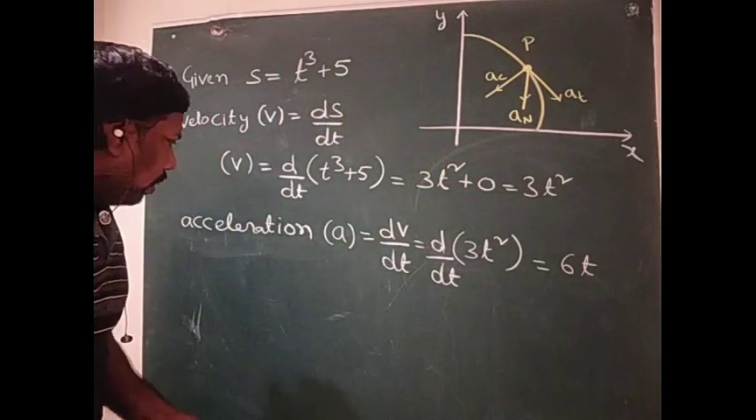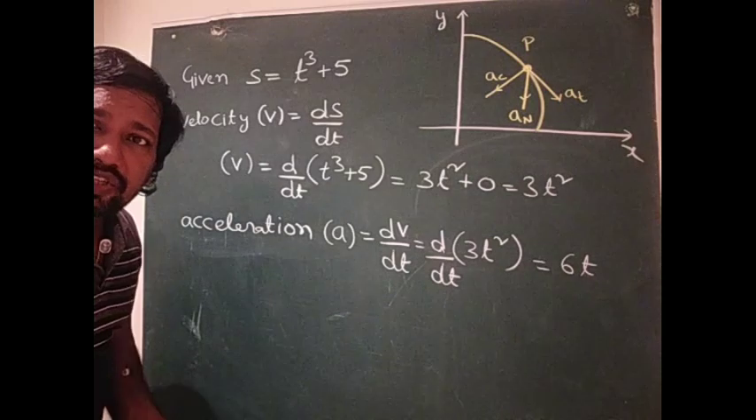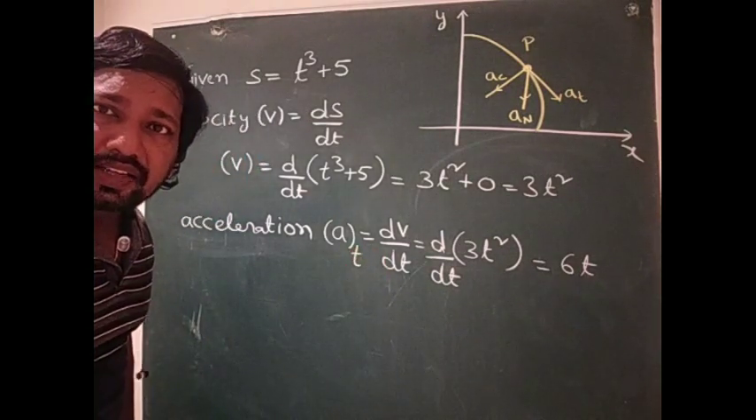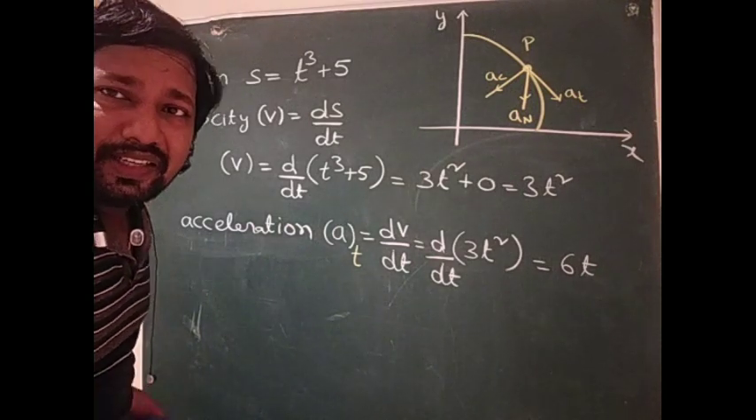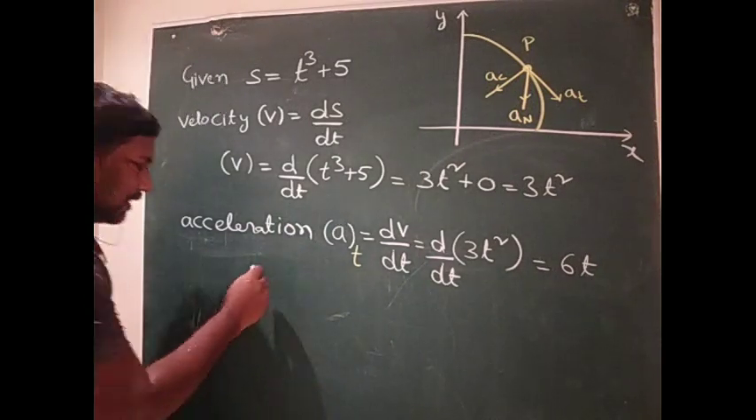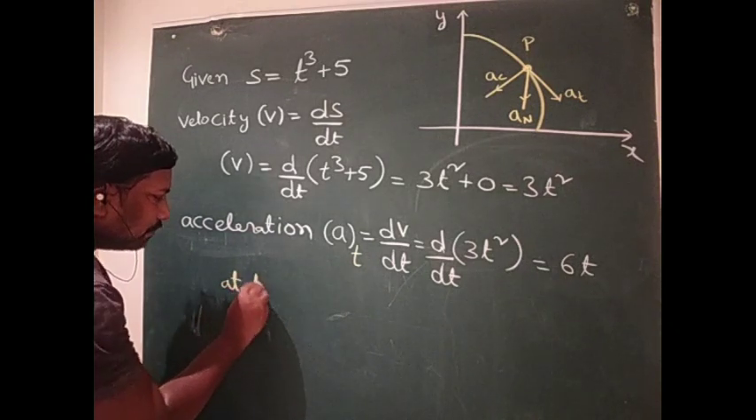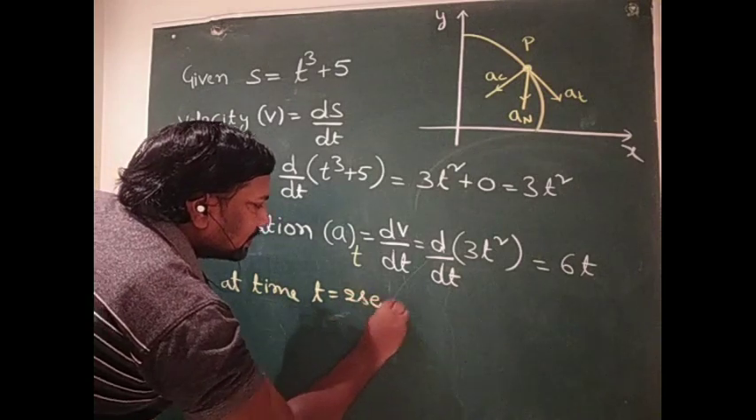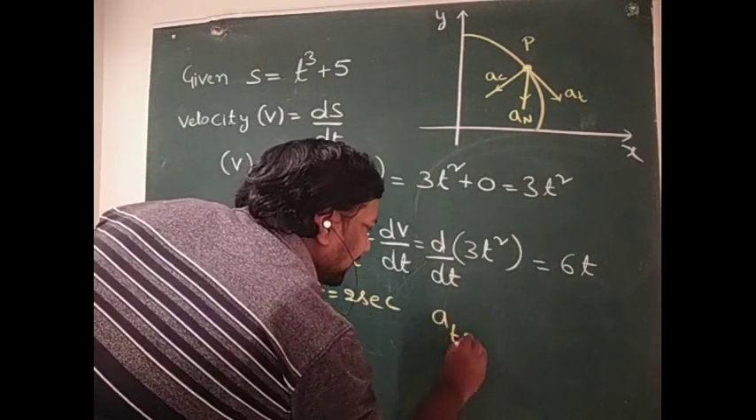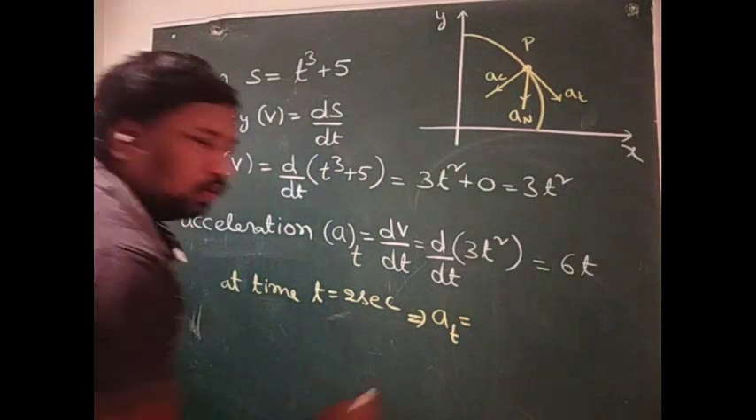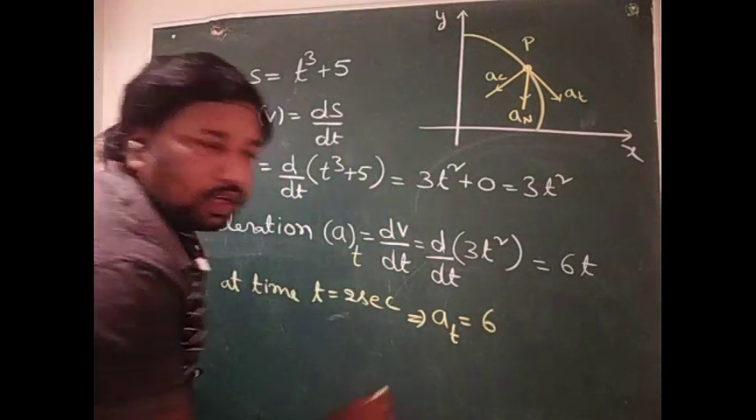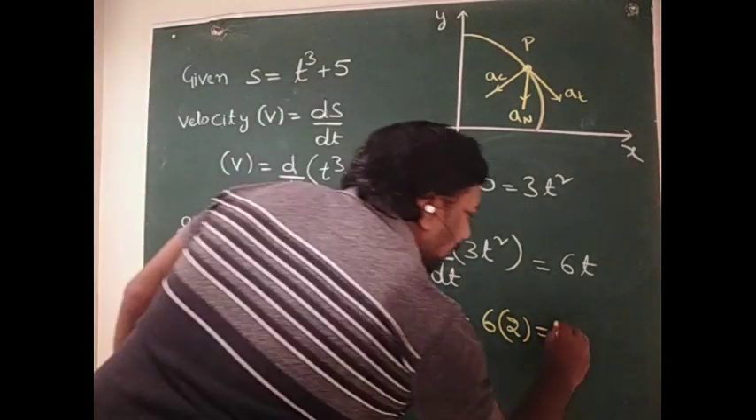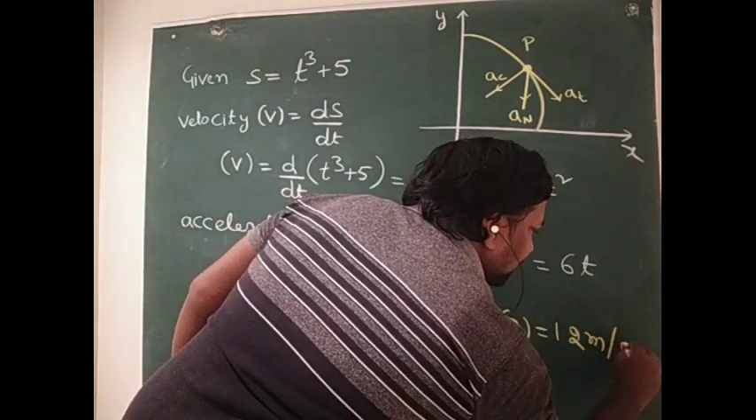So now we can find out this acceleration is tangential acceleration. So here tangential acceleration at time t equal to 2 seconds, tangential acceleration equal to 6 into t. Here t equal to 2. So 6 into 2, that is 12 meter per second square.